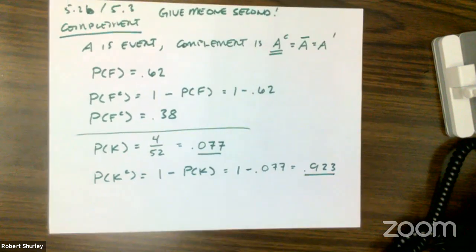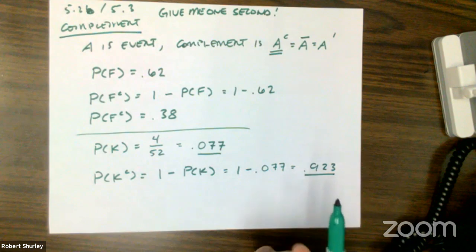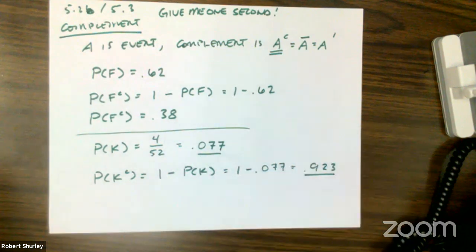Questions about that? I know I've only got 2 of you guys in here now, and a lot of people are watching it later. But it's pretty straightforward. If there's a chance of something happening, the complement is the chance of it not happening. Okay, it's the opposite.